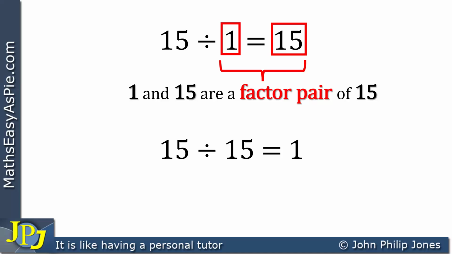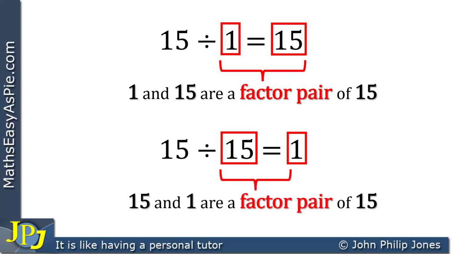Now consider the following calculation. You can see I've divided 15 by 15 because 15 is a factor of 15, and I get the result of 1. Now it is clear that 15 and 1 are both factors of 15. So when we've done this calculation, we can say 15 and 1 are a factor pair of 15. Now the 1 and the 15 is the same factor pair as 15 and 1. They're just written in a different order.